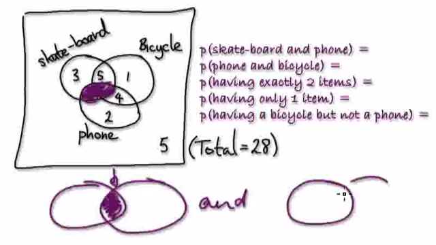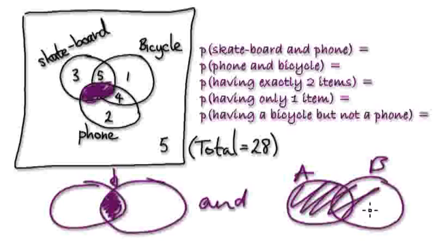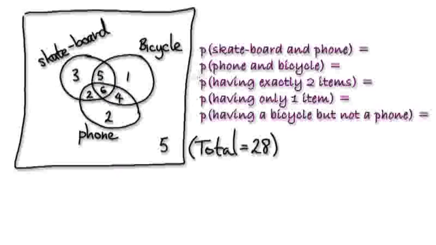Okay, if you're talking about or, having A or B is the union of the two. So it's a whole lot here. This is and. Anyone from here would have both A and B. Okay. Anyway, to answer the first question, having a skateboard and a phone would be these two here. So it would be 8 over the whole population, which is 28.